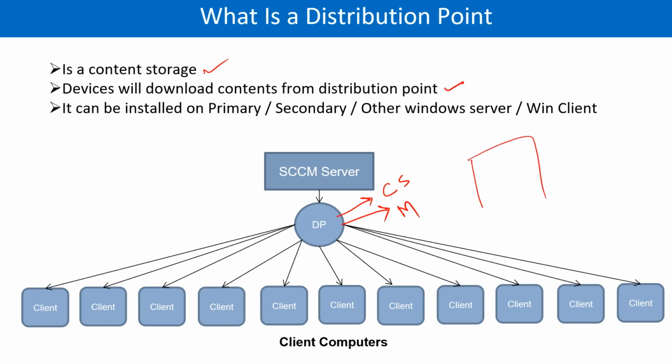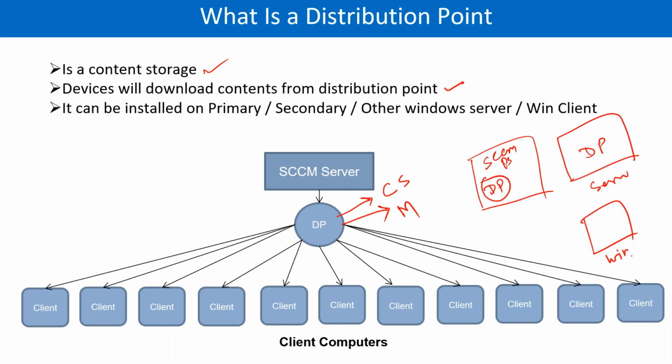And where will you install the distribution point? The distribution point can be installed on the primary site, or you can install it on a separate server, a secondary site, or a Windows Server or client. You can also install this on a Windows 10 computer. This is the only role in SCCM you can install on Windows 10. Or you can install it on the secondary site. So: primary site, or a separate server, or Windows 10, or a secondary site. It's a mandatory role. It's a content storage.